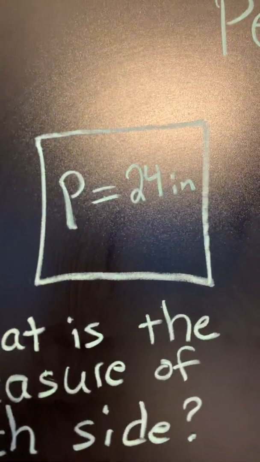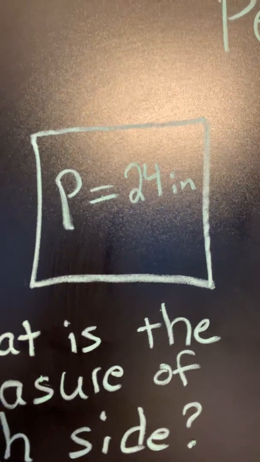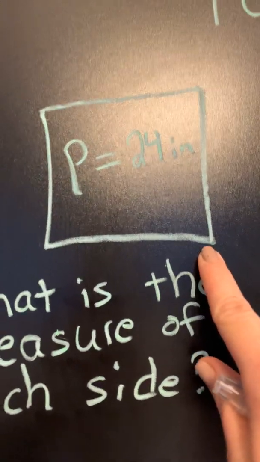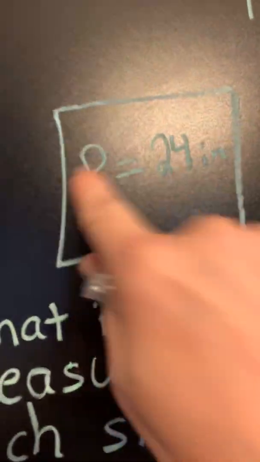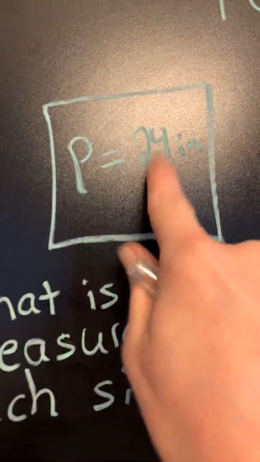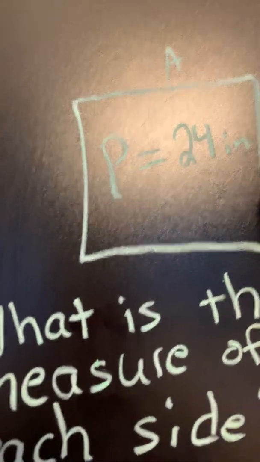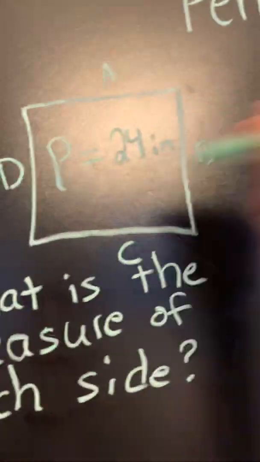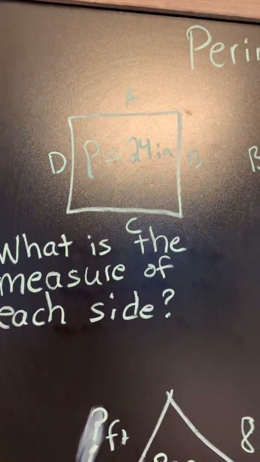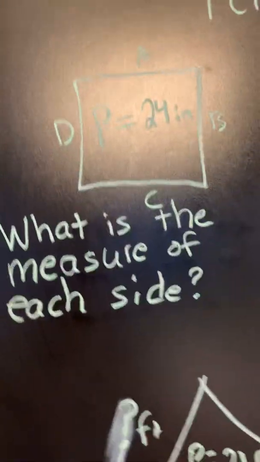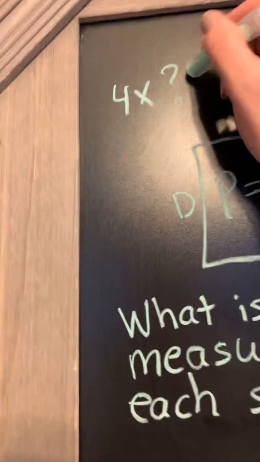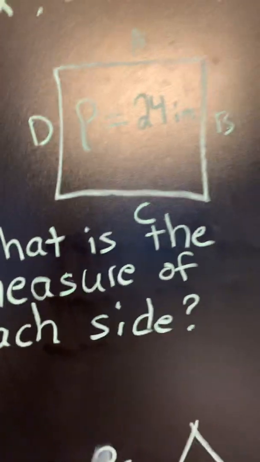And what do we know about squares? It has 4 equal sides. So this side is going to measure the same as this side and this side and this side. So I do know that all 4 will equal 24 inches. So when I take A plus B plus C plus D, they will all equal 24. If it's the same number, that means there's 4 sides times whatever each side is should equal 24.